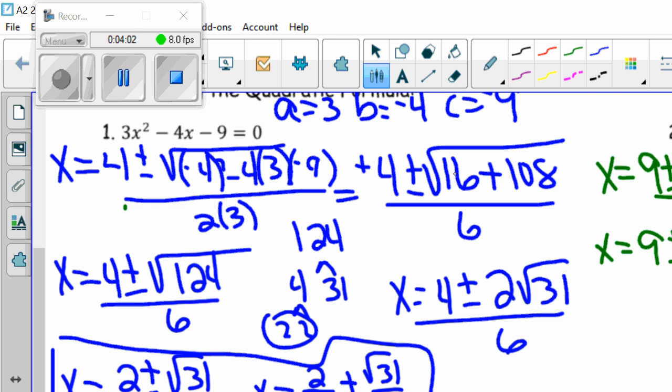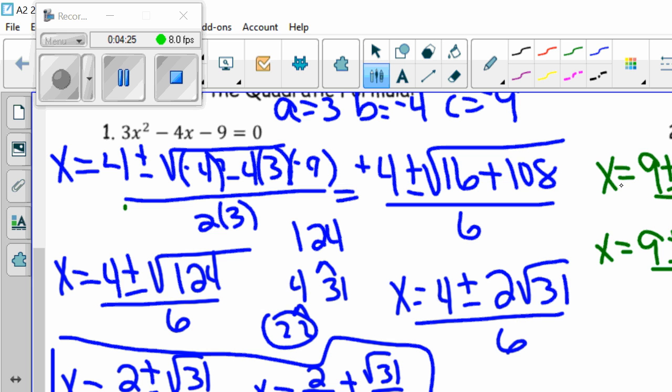So 9 plus or minus, so the square root of 9 squared gets me 81. 4 times 1 is 4. Negative 4 times 27 is minus 108, everything divided by 2. So I have 9 plus or minus, so underneath my radical, 81 minus 108 is negative 27, everything over 2.